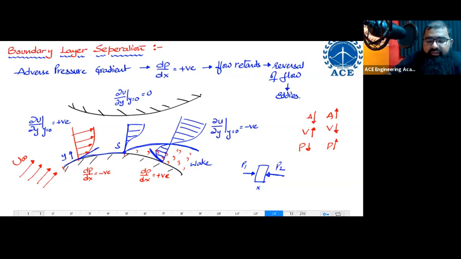In every surface, you are going to have boundary layer separation created.